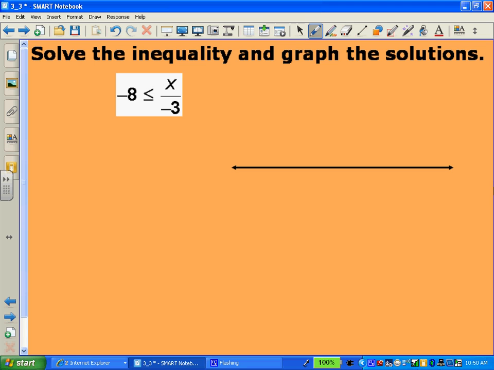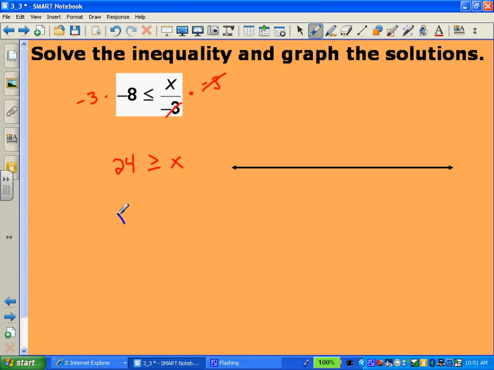Here's another one. I have x divided by negative 3 is greater than or equal to negative 8. So it's being divided, so I have to times by negative 3 on both sides. Now once again, I'm timesing by a negative number. Therefore, I have to flip over the sign. Negative times a negative is a positive.